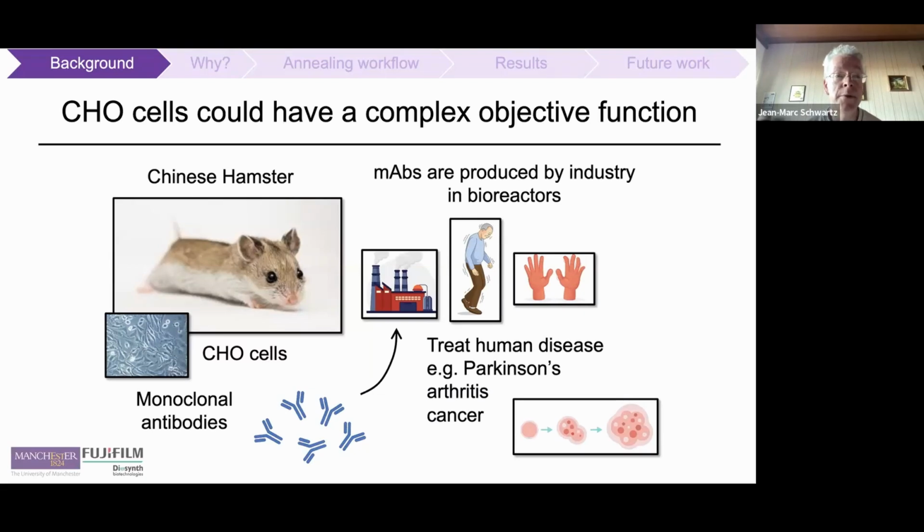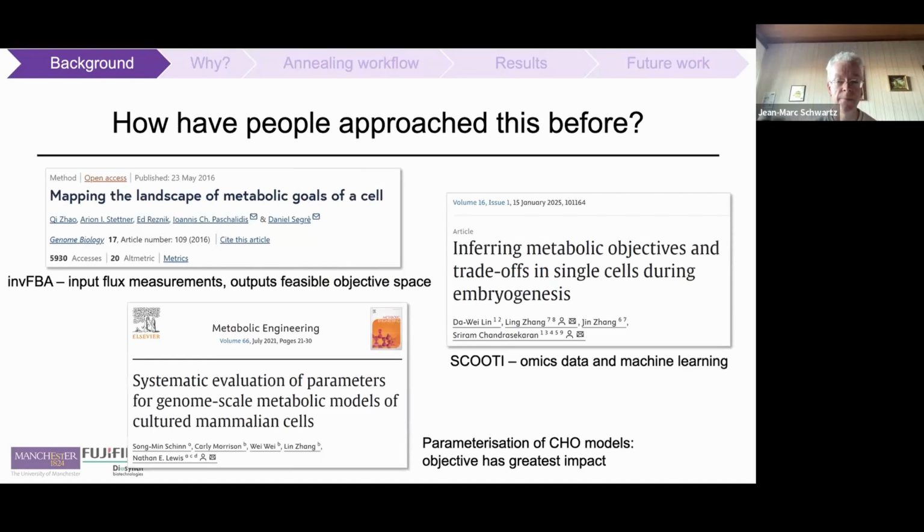And in this case, of course, we are dealing with mammalian cells, so something that is much more complex than a unicellular organism, and therefore the objective function is not that obvious. At least it's not clear that it should necessarily be growth that these cells are trying to optimize.